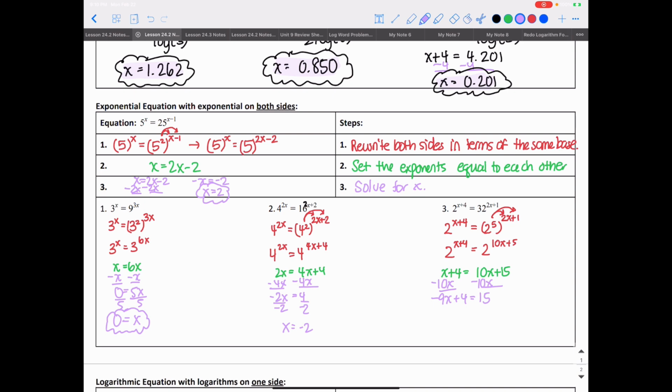Did I do that wrong? Is equal to 5. Why did I write 15? Whoops. Is equal to 5. And I have negative 9x plus 4 is equal to 5. I'm going to subtract 4 on both sides. I'm going to get negative 9x is equal to 1. I'm going to divide both sides by negative 9, and I get x is equal to negative 1/9 is my answer.